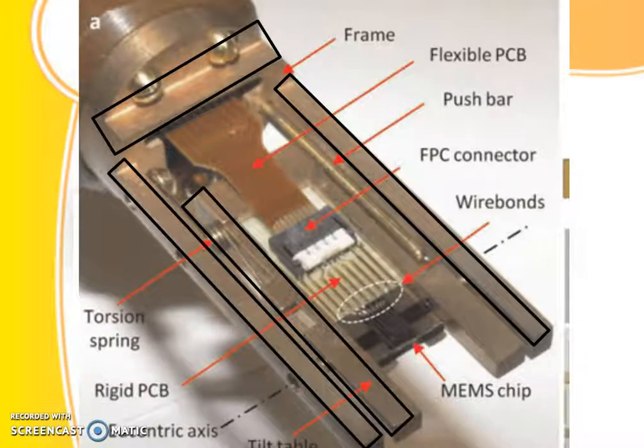This is a typical sample holder in which the frame is there, a flexible PCB is there, and a push bar is there to push the sample holder inside the machine. This is the FFC connector. These are the wire bonds where the sample will be placed. This is the MEMS chip, and this is the eccentric axis. This is a tilting table where the tilting can take place if scientists are interested in getting three-dimensional images. This is a torsional spring for firm catching or placing of a specimen on the sample holder.